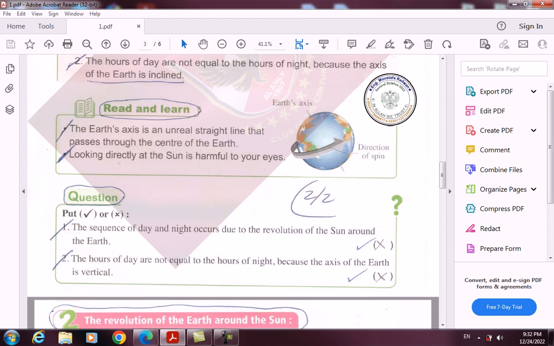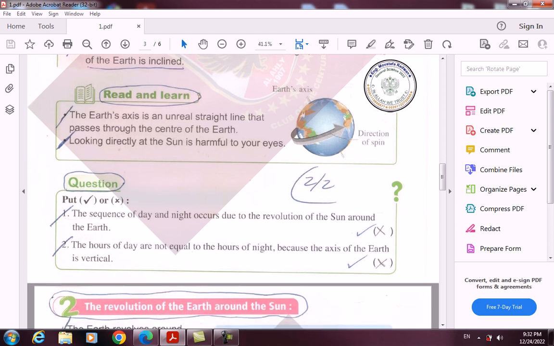So for a little bit further information, which is read and learn, you'll find that the earth's axis is an unreal straight line. There is nothing in reality called a straight line. We imagine that it passes through the center of the earth.